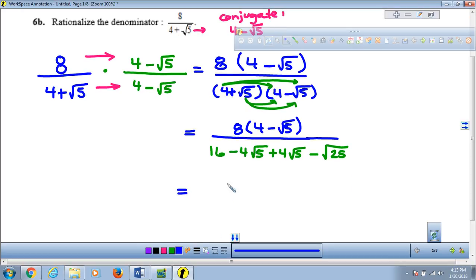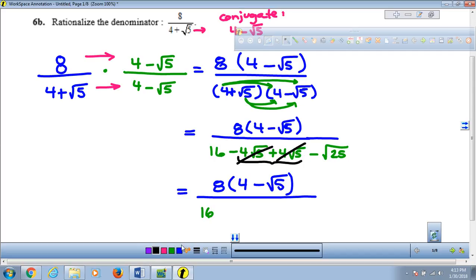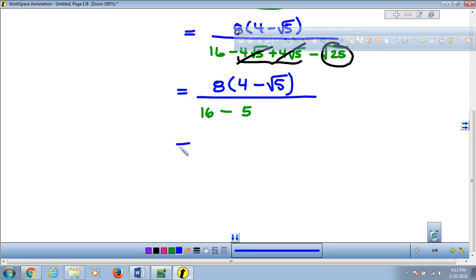So then, I'm going to continue focusing right now on simplifying my denominator. I'll come back to the numerator later. So I'm going to bring down the 16, and then if you notice here, negative 4 square root of 5 plus 4 square root of 5, they're the same term but the opposite sign, so they cancel each other. You bring down the minus, the square root of 25 is something that you could simplify, and that's going to be 5, a perfect square root, right? And then 8 times 4 minus the square root of 5 over 16 minus 5 is 11.